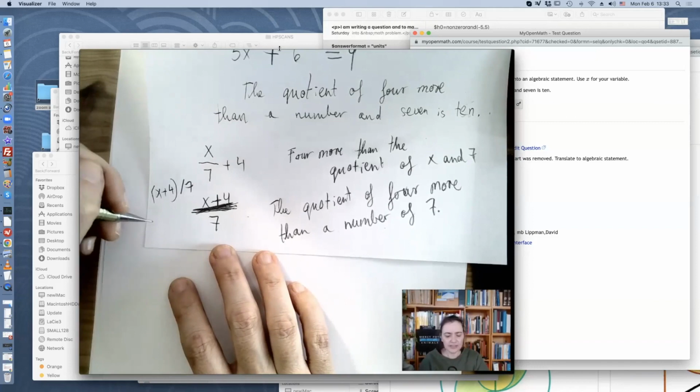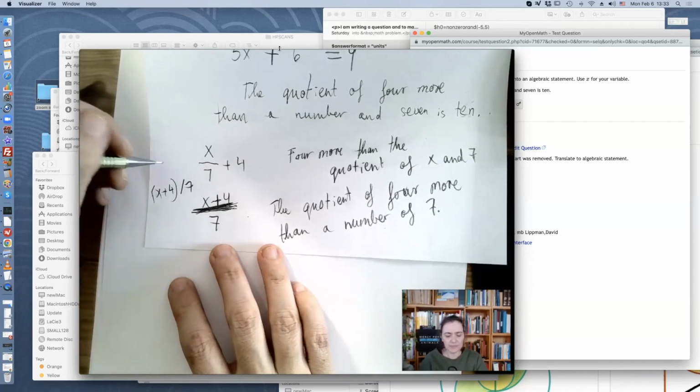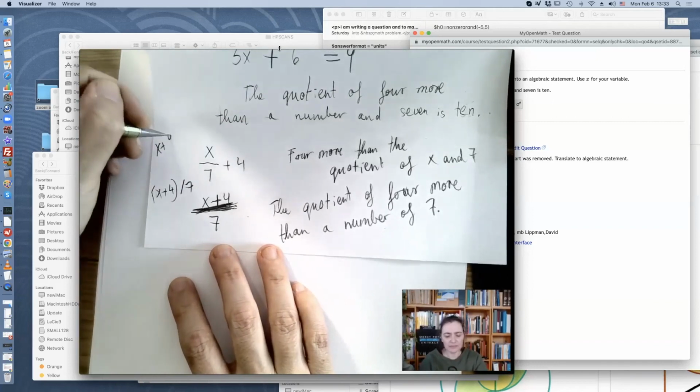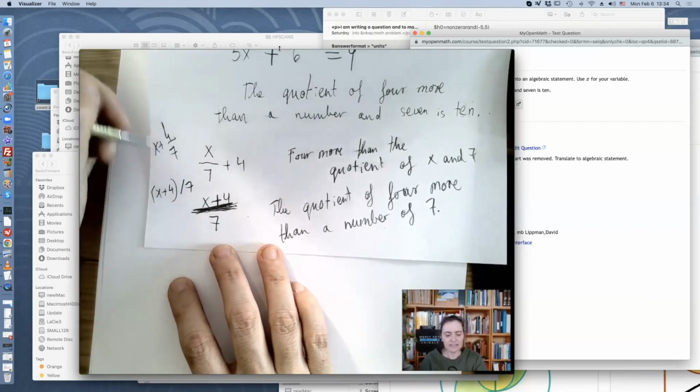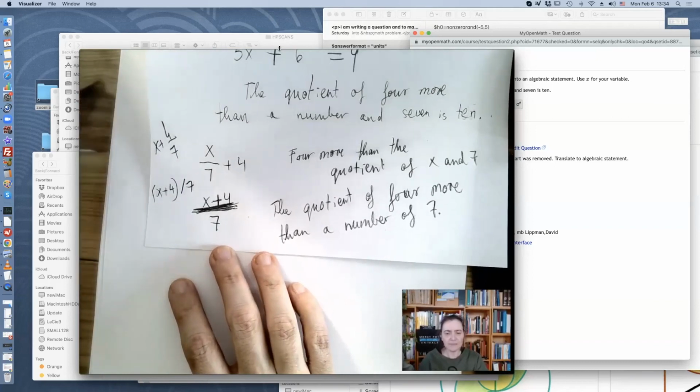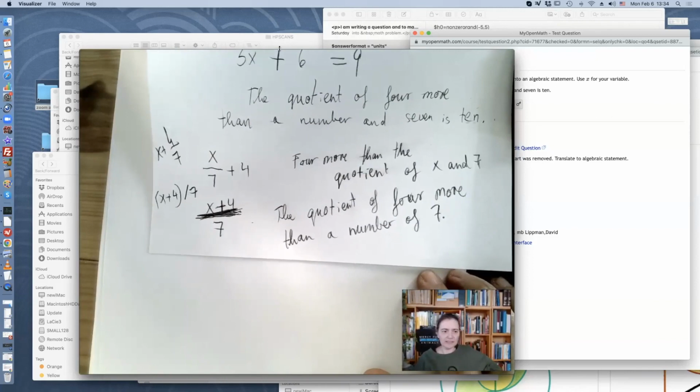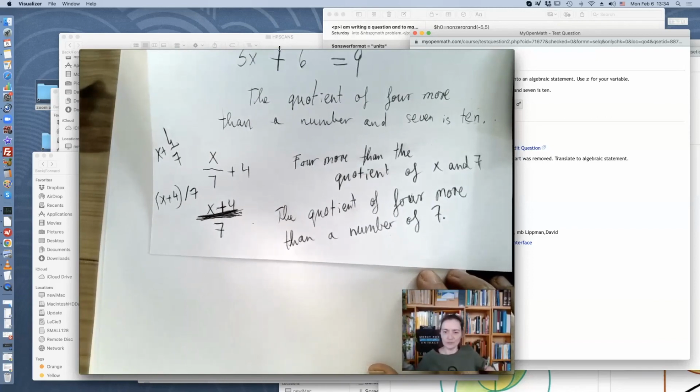So when you enter this into the calculator too, otherwise you're going to enter x plus 4 over 7 without a parenthesis, which is really something else. That's important when you enter something into the calculator. It's not a mind reader. It will do exactly what you tell it, not what you mean to tell it.